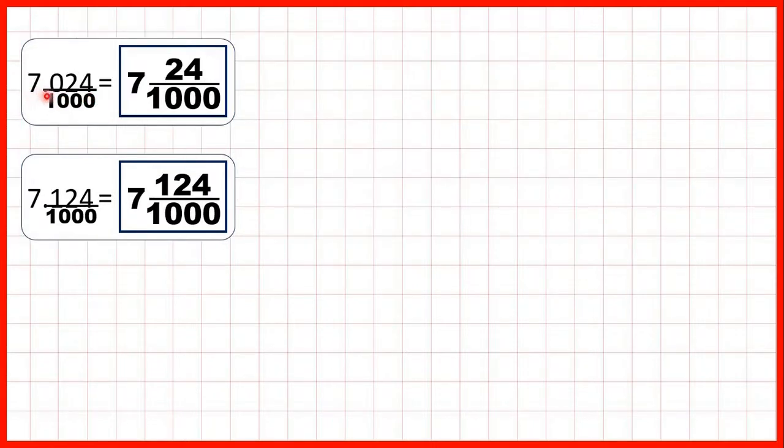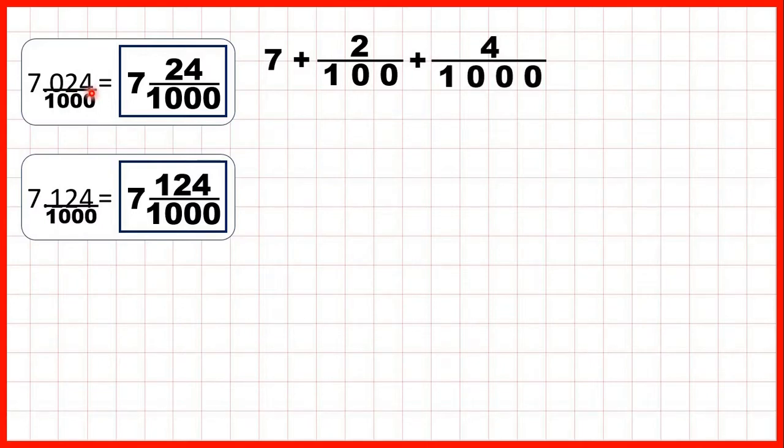So we had 7.024. Because there were 3 digits after the decimal point and our third digit after the decimal point is the thousandths digit, we wrote a denominator of 1,000, so got 7 and 24 thousandths. We can see why this works if we think about the place values in the number 7.024. That's 7 wholes, we don't have any tenths, we have 2 in our hundredths and 4 in our thousandths. Now the 7 wholes can stay the same, but instead of writing 2 hundredths, we can write 20 thousandths.